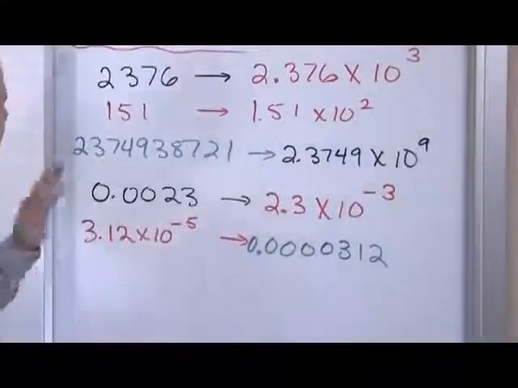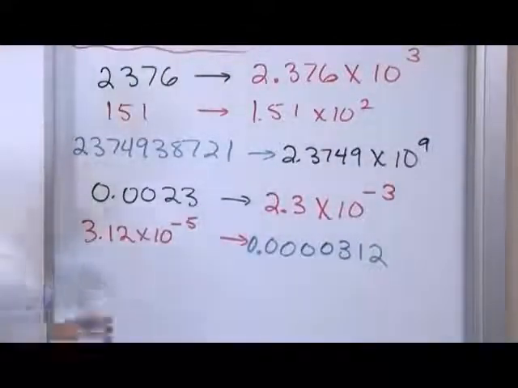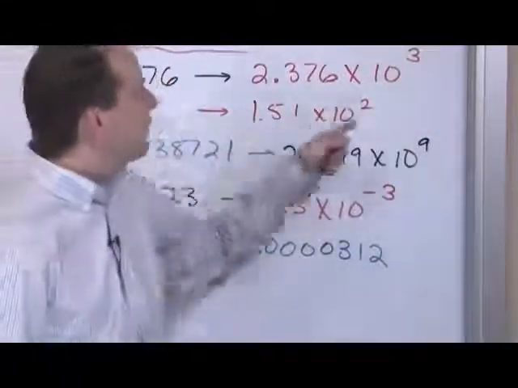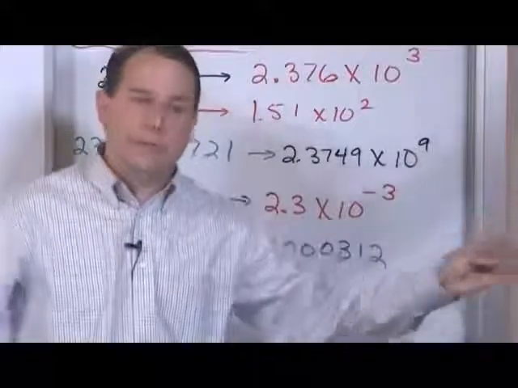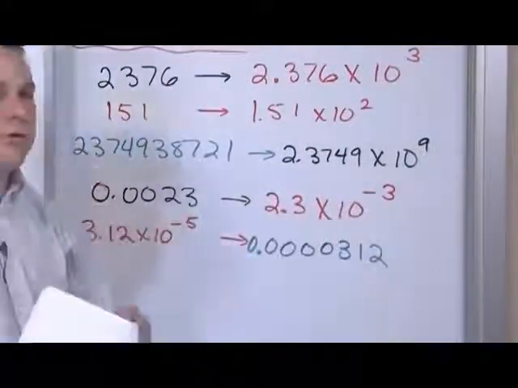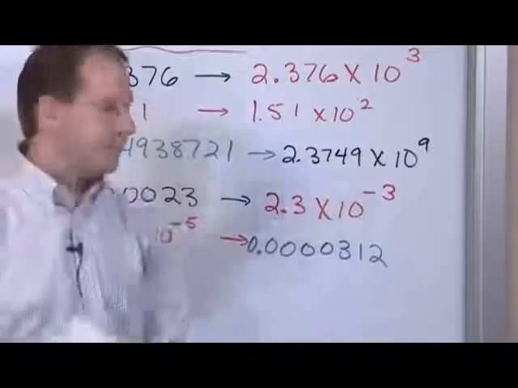But the critical thing to pull out here is, if your scientific notation has a positive exponent, you're shifting the decimal point to the right. You're making a large number. If it's a negative exponent, you're shifting the decimal to the left, which means you're making a really small number.